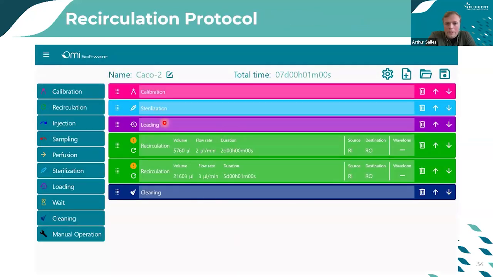So here is what the tablet displayed for our protocol. As you can see here, it's very clear to understand the different steps of the protocol from the calibration to the cleaning. You can see that the recirculation mode is split in 2 steps. One first step at 2 microliters per minute during 2 days, and the other one at 3 microliters per minute during 5 days.